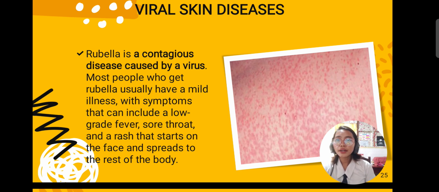Then another one is rubella. Rubella is a contagious disease caused by a virus. Most people who get rubella have a mild illness, with symptoms that can include a low-grade fever, sore throat, and a rash that starts on the face and spreads to the rest of the body.